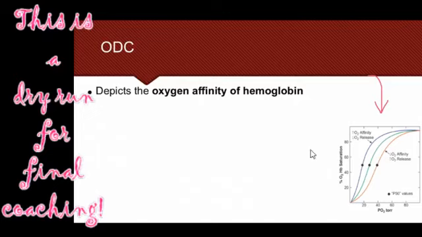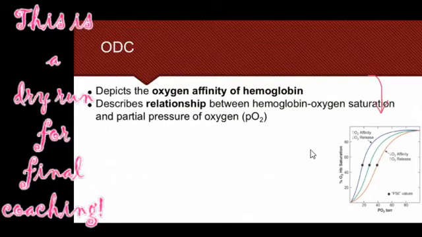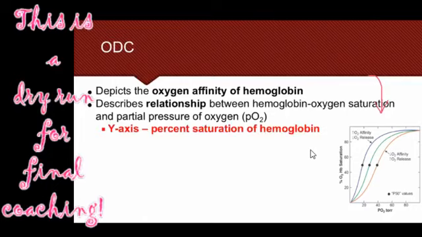Okay, so again, the oxygen affinity of hemoglobin can be shown using a graph that we call the ODC. And again, this describes the relationship between the hemoglobin, oxygen, saturation, and the partial pressure of oxygen. And so, if you are asked, ano po ba yung parts ng graph na yan, dapat masasagot mo siya, like sabihin mo, y-axis po, nakikita ang percent saturation ng hemoglobin, at so, x-axis po nakikita ang oxygen tension or partial pressure of oxygen. Okay, so, basically, subukan lang natin i-identify yung parts ng graph.